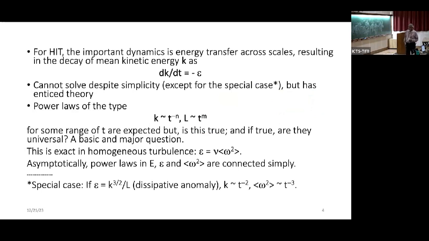And the equation that describes it is extremely simple. d/dt of the energy of turbulence is just the rate at which it gets dissipated. You write down the Navier-Stokes, then take the equation for the kinetic energy from it, and you have that. This is an extremely trivial looking equation, but you can't solve it because you don't know what the dissipation is in terms of this, except for one special case, which I will describe here.